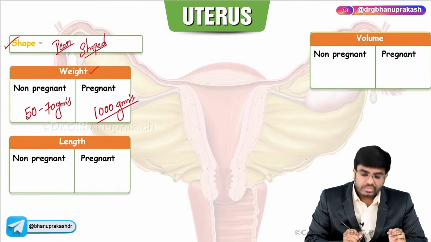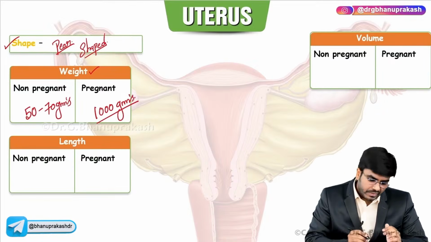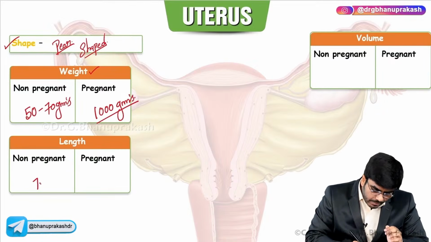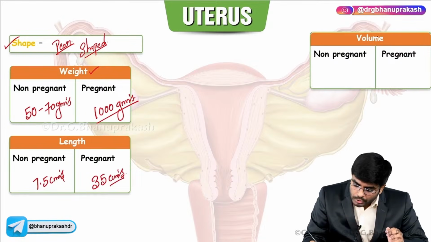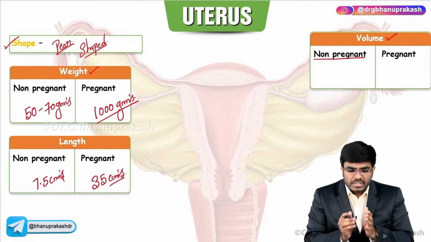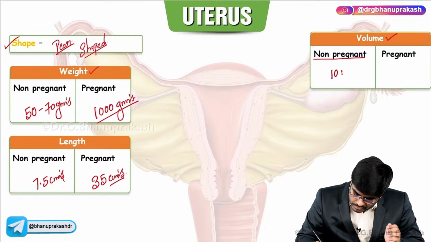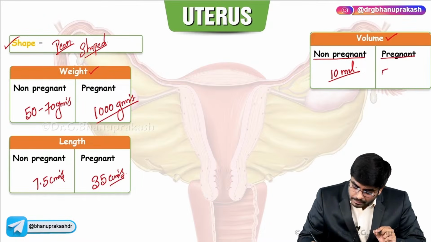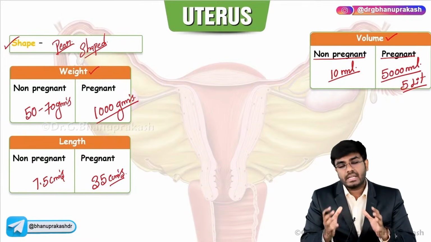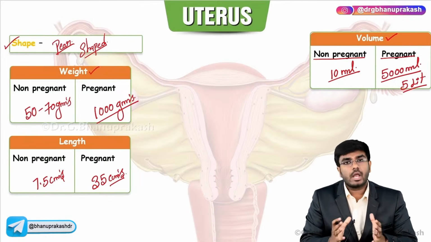Now, what is the length of the uterus? In a non-pregnant state, the length of the uterus is 7.5 centimeters, very small, and during pregnancy, it becomes 35 centimeters. Now, what is the volume? In a non-pregnant state, the volume is very, very less, just 10 ml. But during pregnancy, it becomes 5000 ml, almost 5 liters. So the capacity or volume of the uterus increases during pregnancy, almost 5 liters.